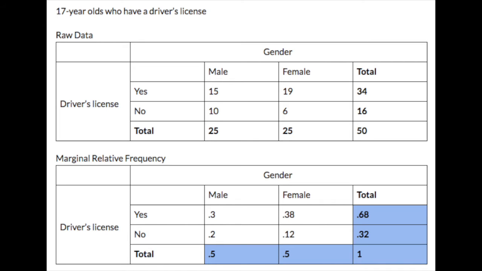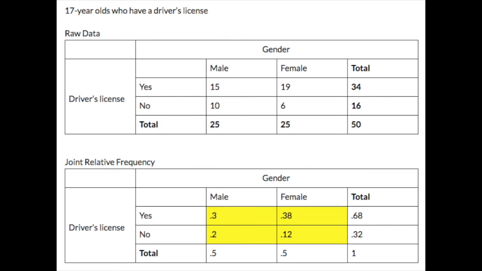Each marginal distribution is the distribution for a single categorical variable. The joint relative frequency is slightly different. You take one of the specific inner entries and divide it by the table total. For example, if you want to find the joint relative frequency of 17-year-old boys who don't have a driver's license, divide 10 by the table total of 50, which gives you an answer of 0.2. You can also find the marginal relative frequency by adding up the joint relative frequencies.